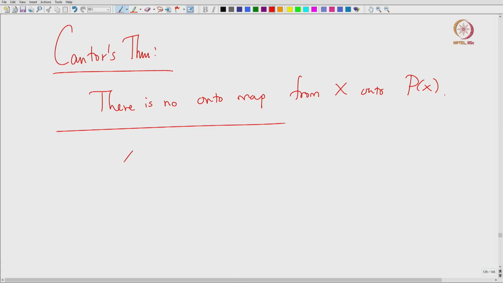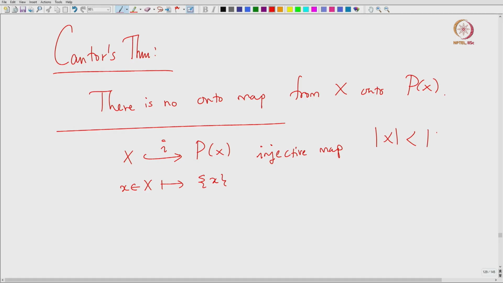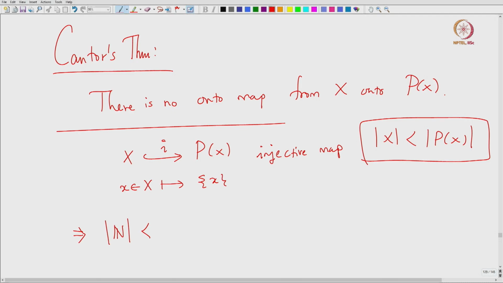So, what we conclude from this, there is an inclusion from x to the power set of x. You can take some small x in x and send it to the singleton {x}. That is giving you an injective map from x to the power set of x. Now, using Cantor's theorem, there is no onto map from x onto the power set of x. So, that says that the cardinality of x should be less than the cardinality of the power set of x, and this is true in general, not only for finite sets, it is even true for infinite sets. So, that would say immediately that the cardinality of n is strictly less than the cardinality of the power set of n, which is strictly less than the cardinality of the power set of the power set of n, and so on.